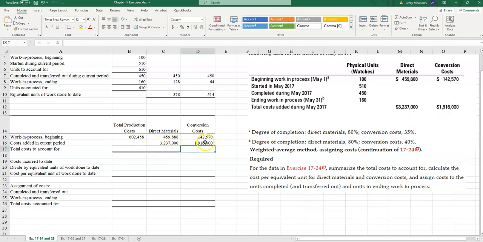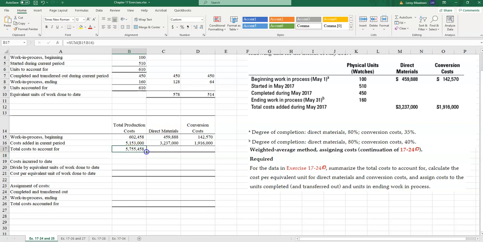And so what are my total costs incurred during the period? $5,153,000. So what are my total costs to account for? For total production costs, $5,755,458. And again, I just add these two to get my total cost to account for.